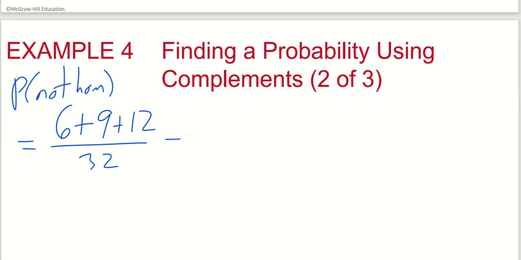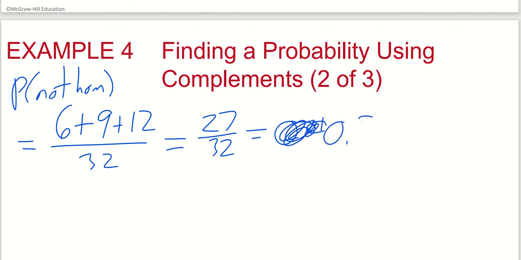Right? Because according to the definition, it's just the number of non-homicides divided by the size of the sample space. So 6 plus 9 plus 12, that's going to be 27 over 32, which would have a probability, just to two places, I'll call it 0.84.